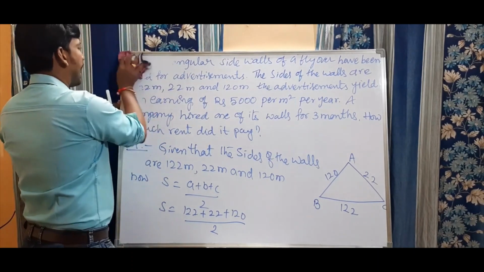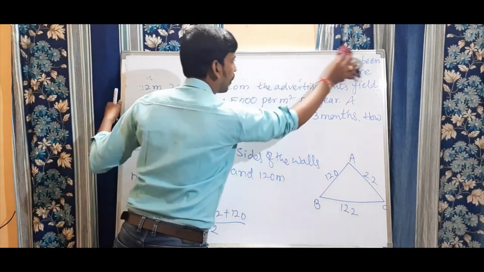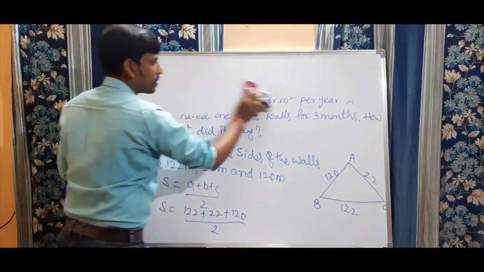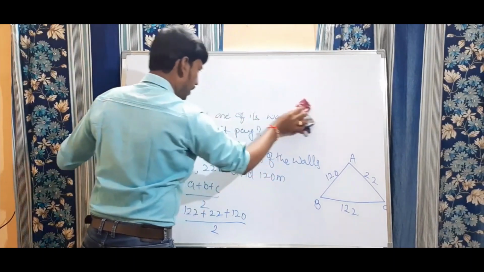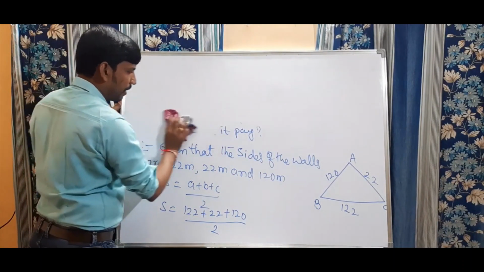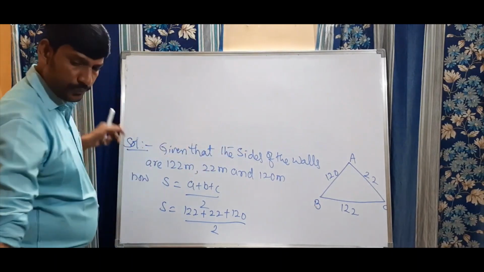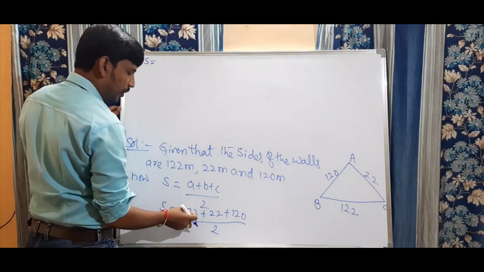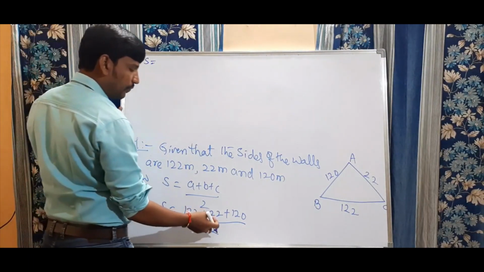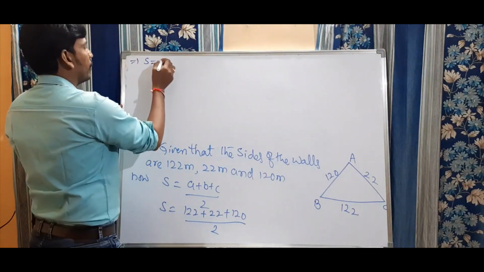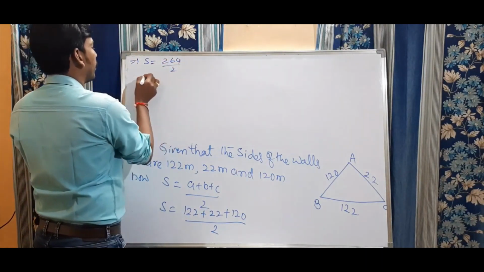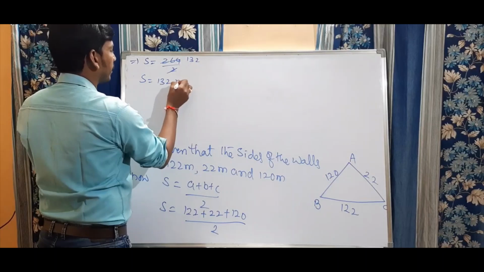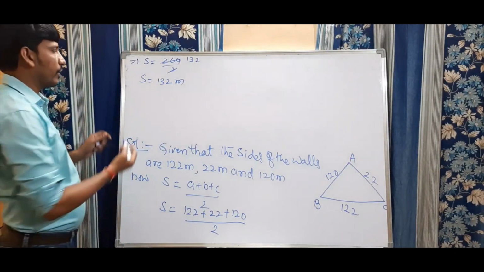Right. So now by adding, 122 plus 22 is 144. 144 plus 120 is equal to 264. Is that clear, my dears? So 264 divided by 2, you will get the s value. So s is equal to 122 plus 22, equal to 144. 144 plus 120 is 264. 264 by 2, when cancelled, 2 ones are 2, 2 threes are 6, 2 sixes are 12, giving 132. So 132 meters. This is the s value. Now find out the area.